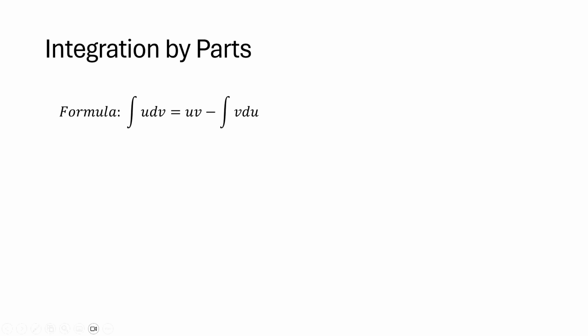Here is the formula for integration by parts. The integral of u dv is equal to u times v minus the integral of v du. You will separate the integral into two parts, choosing one to be u and the other to be dv. Then you'll need to take the derivative of u to find du, and integrate dv to find v. Then just substitute back as shown in the formula. Here's an example.